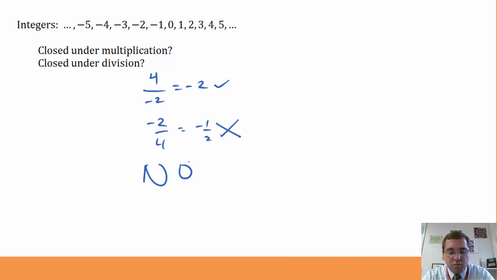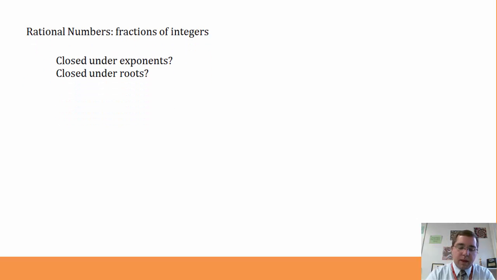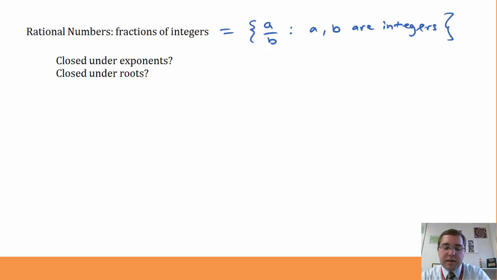I don't like that. What do I do about it? Well, I expand my number system to one that is closed under division. What would that have to be here? That would have to be any fractions of integers. Because if I'm dividing, I'm essentially creating a fraction. So I need to include any fractions that I could ever possibly form of any integers. That set is called the rational numbers. The rational numbers are the set of all fractions of integers. Another way to write that would be the set of all a over b such that a and b are integers.